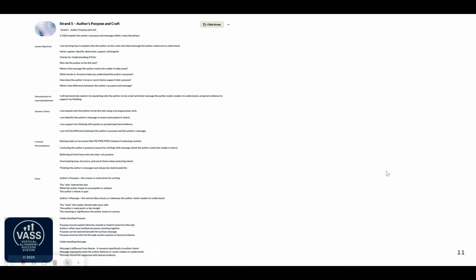You will see the cognitive verbs, not just the verbs that are from the standard, but the verbs that students also have to metacognitively undergo as they are experiencing this standard. And you will see the check for understanding, standards-based, skill-based questions, the demonstration of learning statement, success criteria, common misconceptions, know what students and sometimes teachers need to know about that standard. And here's where the academic vocabulary lies.